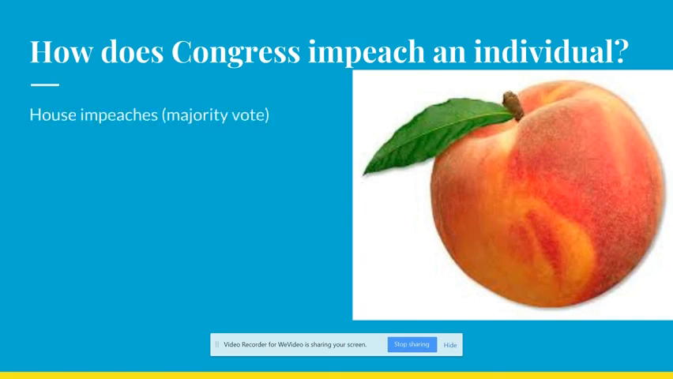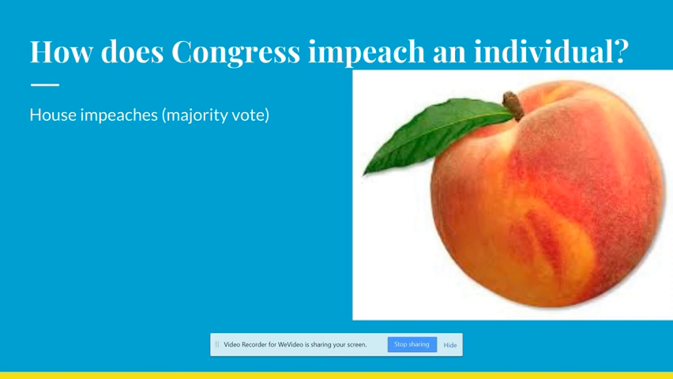Impeachment officially happens in the House of Representatives. If members of the House believe an official has committed a high crime or misdemeanor, then the House of Representatives can impeach that person. The House does that by a vote. If a majority of the representatives votes for impeachment, then the accused is impeached. And that's it. Majority vote in the House, impeached.